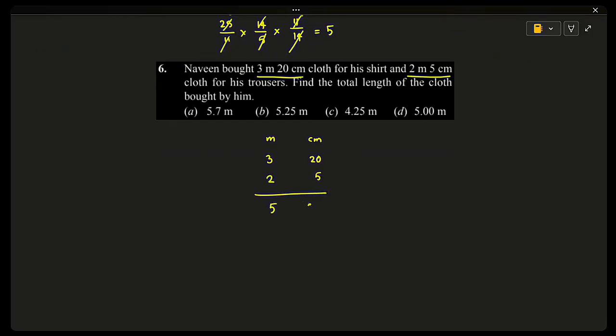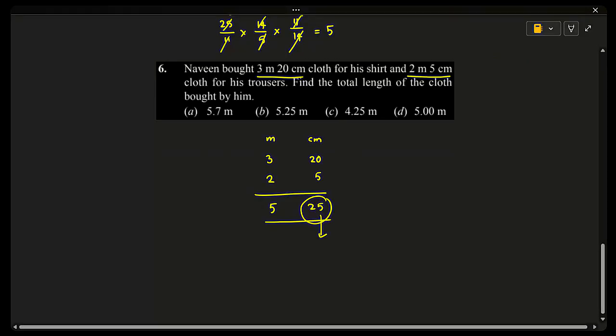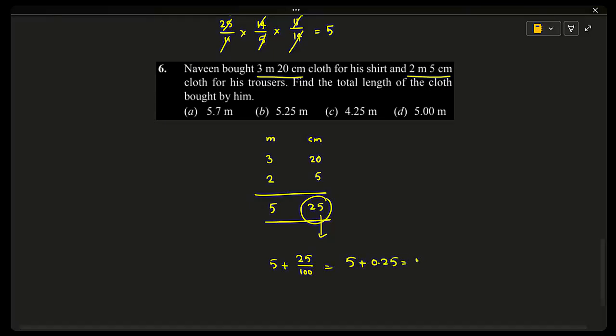So 5 meters 25 centimeters, but it is given completely in terms of meters. So the centimeters we can convert into meters. 100 centimeters is equal to 1 meter. To convert into meters, divide that by 100. So it is 5 plus 25 by 100. Now it will be converted into meters. So it is 5 plus 0.25, which is going to be 5.25 meters. That is option B.